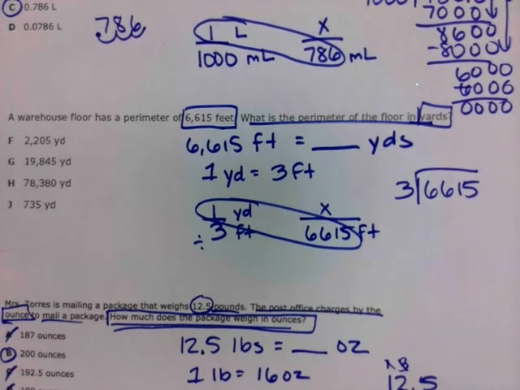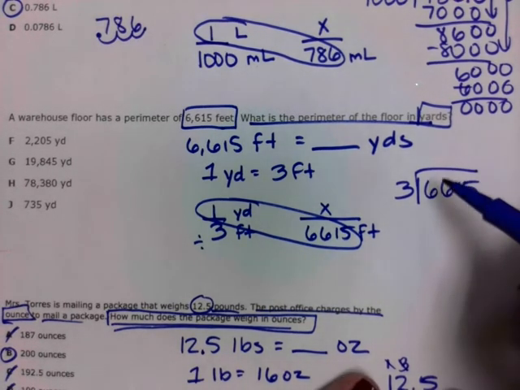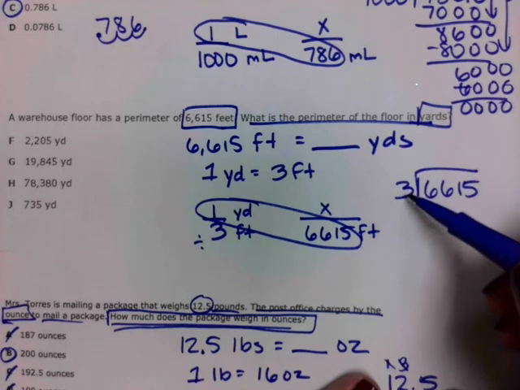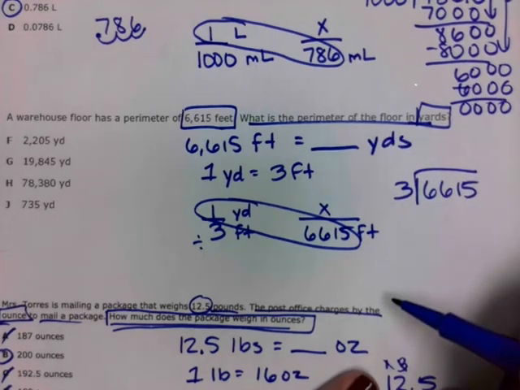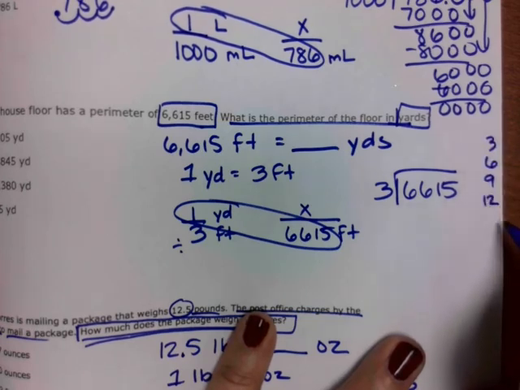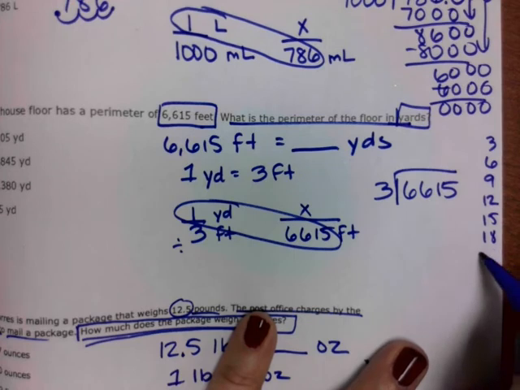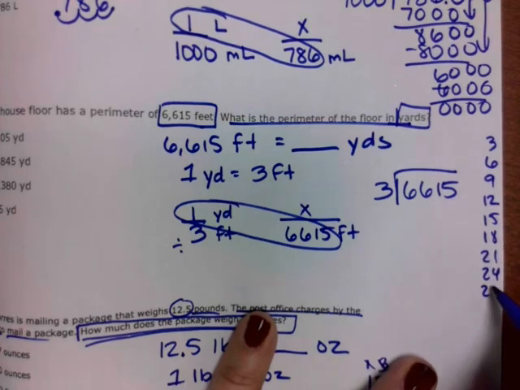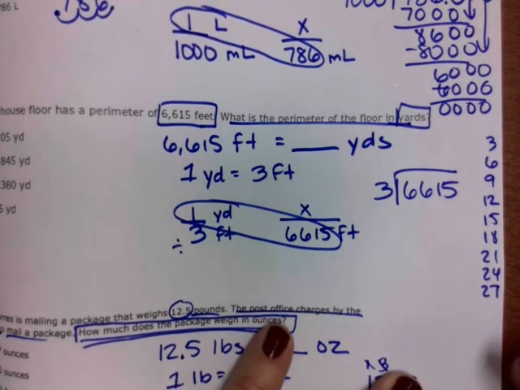Remember to use your multiplication chart if that's something you need. This time we're dividing by 3, so you'll be using your 3 column to help you. You also could just write the multiples of 3 here, like 3, 6, 9, 12, 15, 18, 21, 24, 27. You could just write them down so you could refer to them.